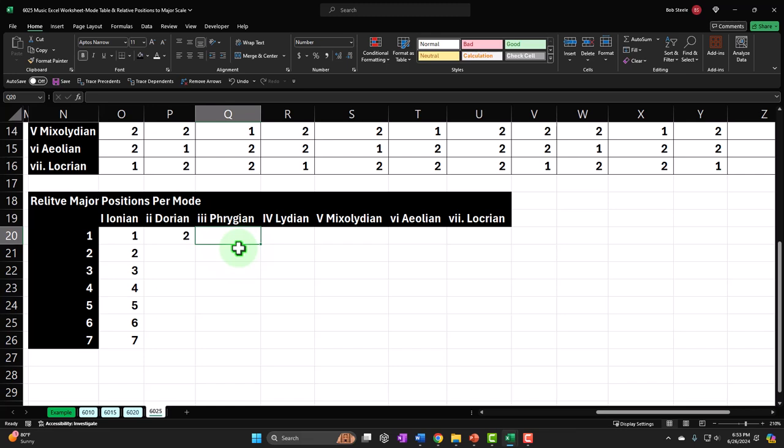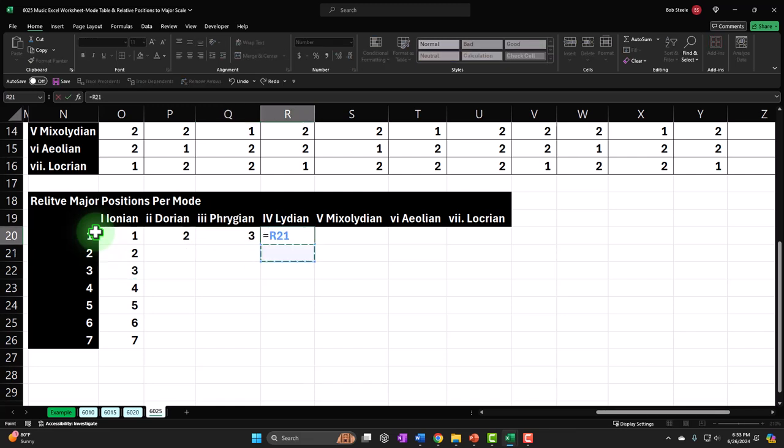The Phrygian, all the Phrygian is doing is all the same relative positions and notes will be in the related Phrygian. It's just that the 1 of the Phrygian is going to be equivalent to the 3 of the major or Ionian. And then, of course, the Lydian, the 1 of the Lydian is going to be equivalent to the 4 of the Ionian or major scale. The 1 of the Mixolydian will be equivalent to the 5 of the major scale. The 1 of the Aeolian is going to be equivalent to the 6th of the major scale. The 1 of the Locrian is going to be equal to the 7th of the major scale.